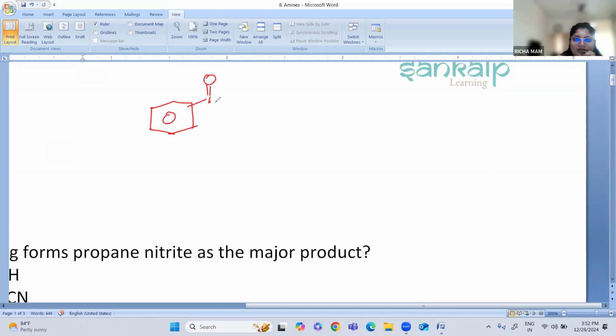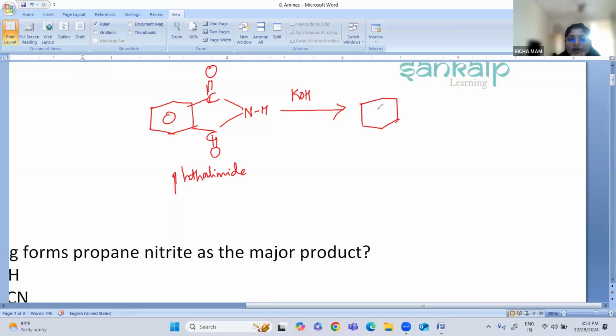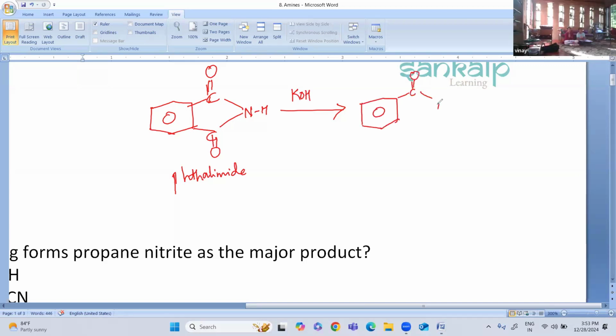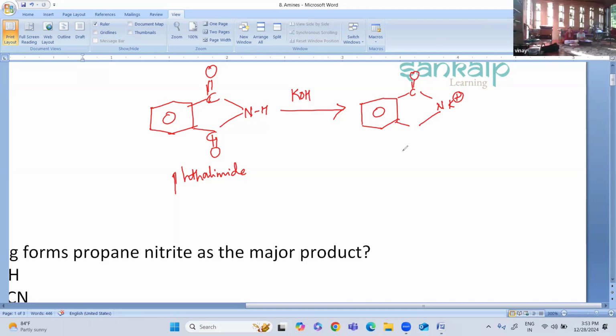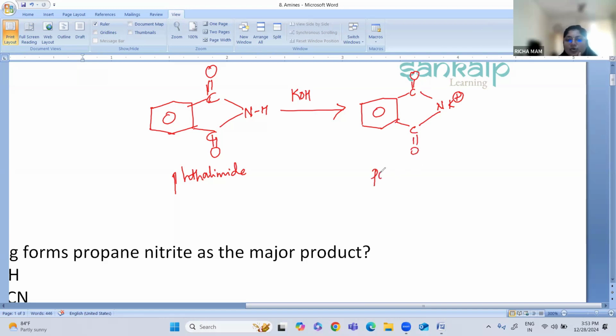If I write this structure, what is this? This is phthalimide. So I'll write that name also, phthalimide. Write it properly. Then react it with KOH. What am I going to get? I'm going to get potassium phthalimide. So here I'll write potassium phthalimide.